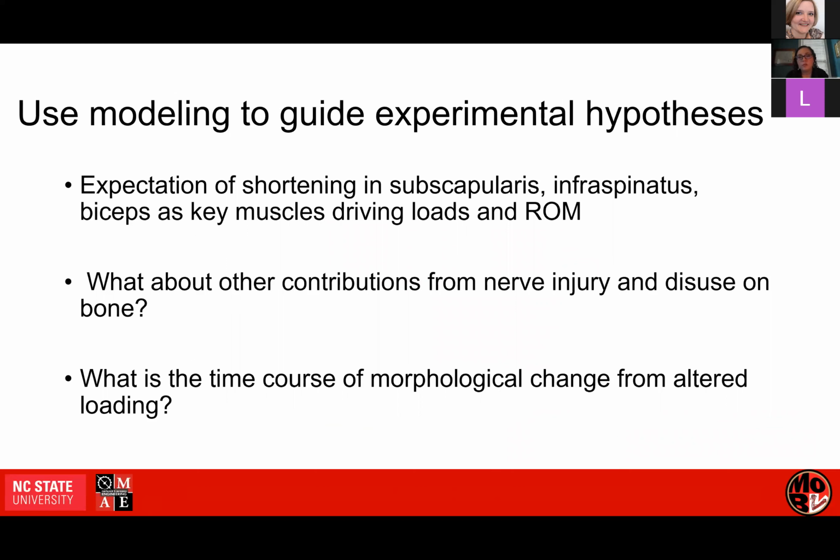But we do need to move into experiment because we need to understand other features that are not mechanical. There could be contributions from the nerve injury for the sensory nerves. You're also not using this limb at all or not properly, so there are disuse issues. There could be other effects on bone. And we need to know more about the time course of change so that we know when to operate on these patients. Sometimes these patients come in and they're injured at birth and they may not operate for a year or even 3, by which point it's way too late for these types of morphological changes.